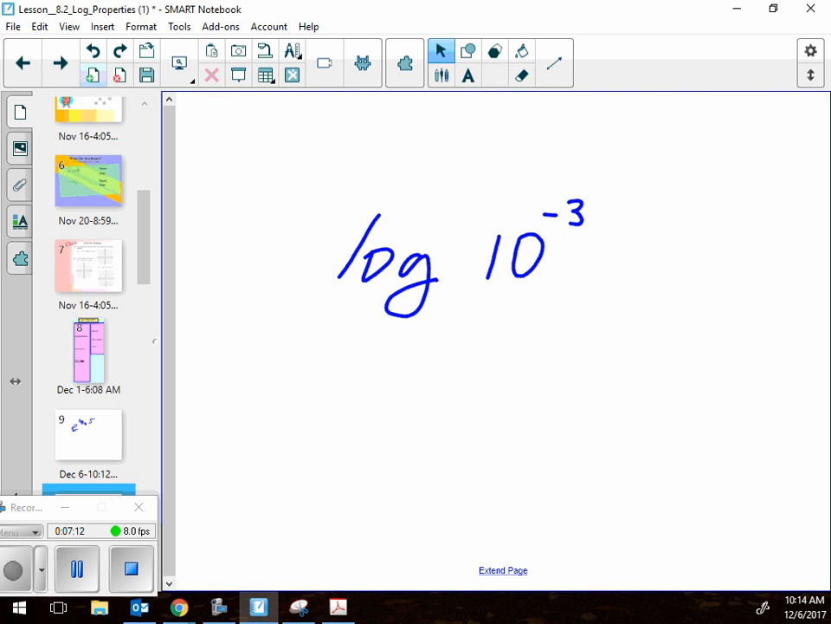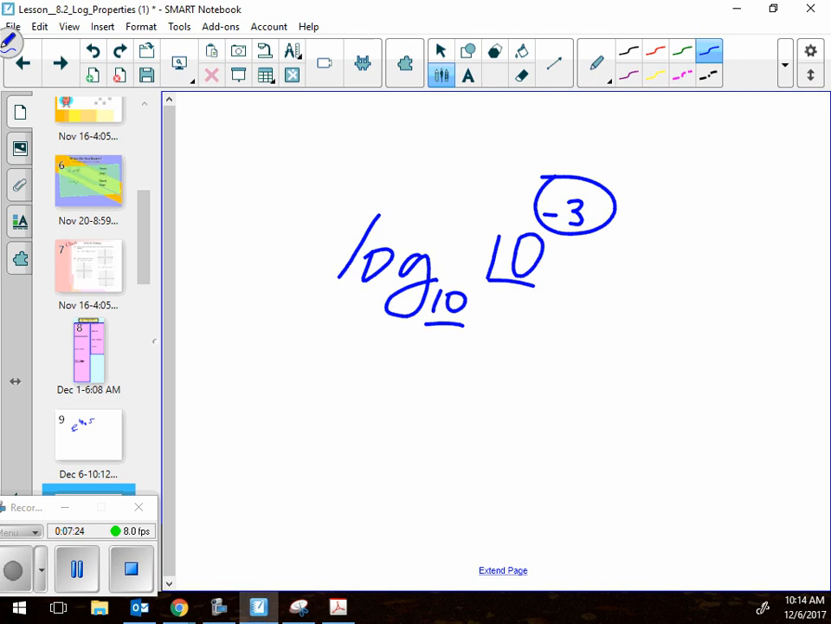Pause for a second. Let me try that. All right, a couple ways you could attack it. First of all, it doesn't have a base, so it's probably going to be a big deal that this is a 10. Okay, and then once you realize that these are the same, then the answer is just that. It's negative 3. You're done.